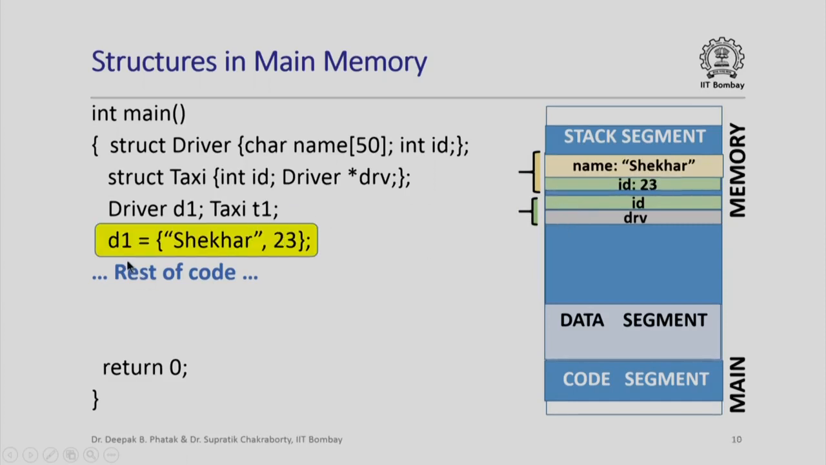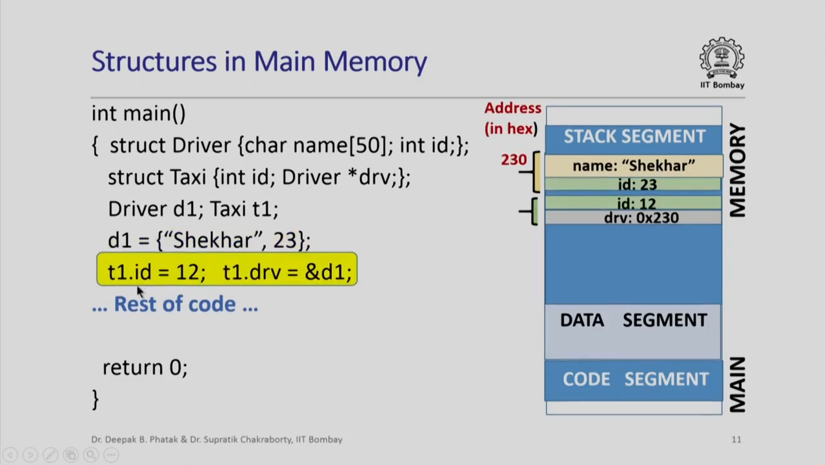So now if I have this assignment statement, D1 is assigned Shekhar, 23, then in the space allocated for the member named name of the variable D1, the string Shekhar will be copied, and similarly 23 will be copied in the space allocated for the member named ID of the variable D1. Subsequently, if I say T1.id is assigned 12, then in the space allocated for the member ID of the variable T1, 12 will be copied.